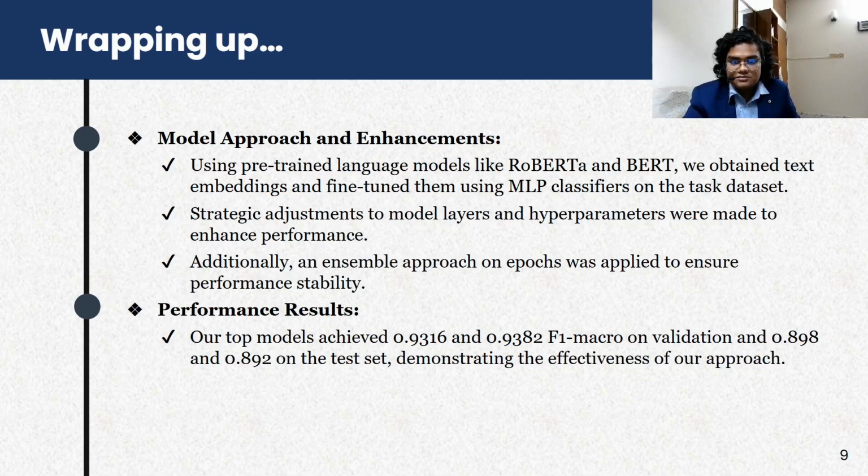Additionally, our ensembling approach allowed us to outperform the singular models by a very small margin, and it also ensured that we got stable results in our testing. As for the final results, our top models achieved macro F1 scores of 0.898 and 0.892 on the test set, demonstrating that our model worked pretty well, given that it outperformed the median F1 score that was achieved on this task.